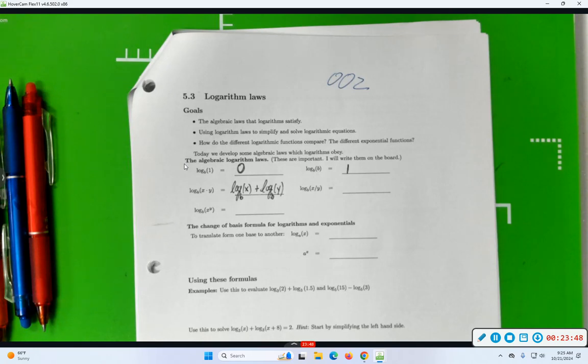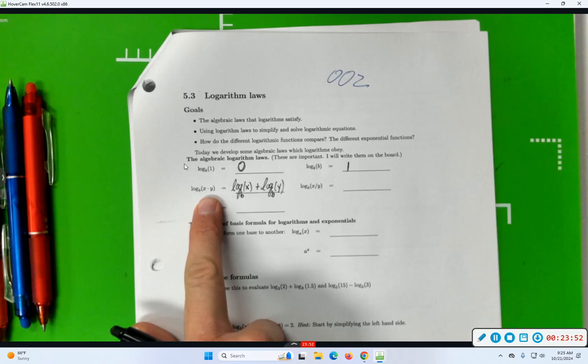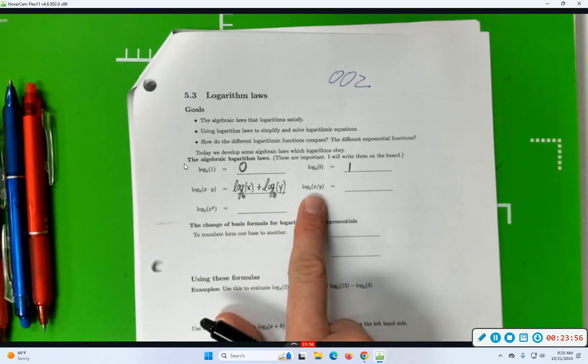Division. So if logs turn multiplication into addition, what do you think they'll turn division into? Subtraction, yeah.